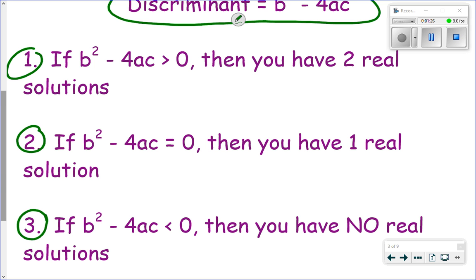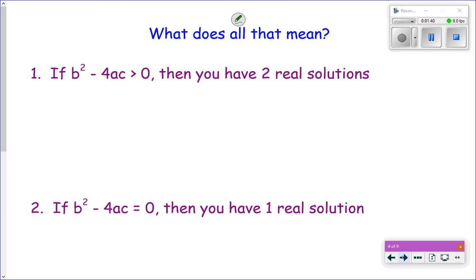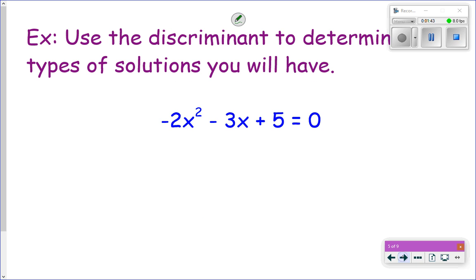So we're going to go through some examples here. You're going to be using that formula, and then you're going to state how many solutions there are. So go ahead and finish writing this stuff down, and then we'll move to the next example. And this is all that information summarized.